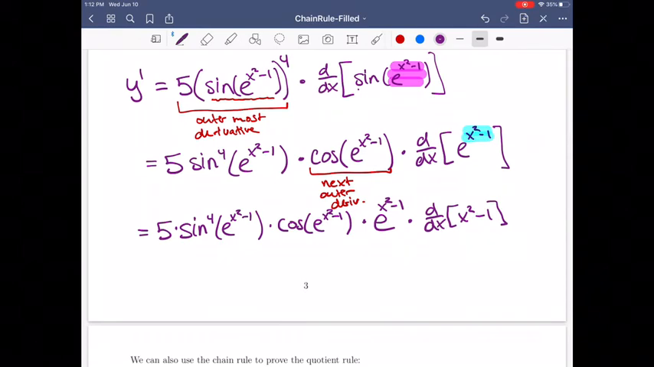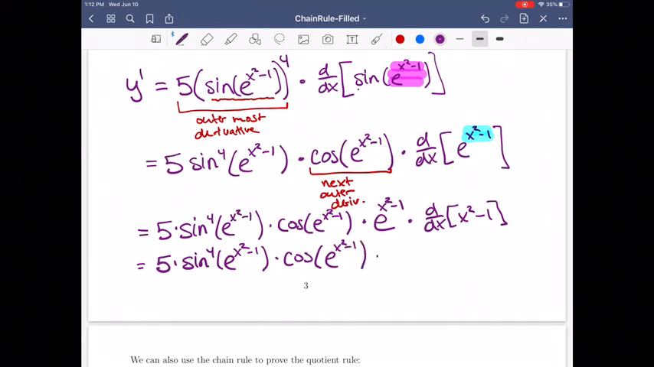So finally, I have something that doesn't need to be a composition of functions. I know how to take this derivative. It's going to be 2x. So I'm going to have 5 times sine to the power 4 of e to the x squared minus 1, times cos of e to the x squared minus 1, times e to the x squared minus 1, times 2x.